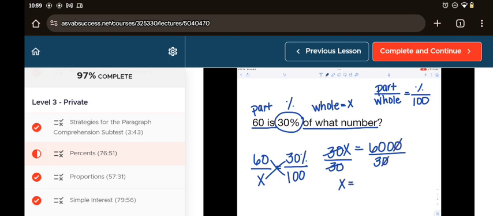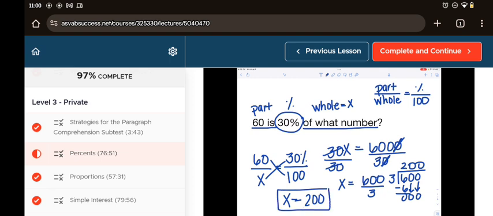Here I once again can cross out a 0 that they have in common top and bottom. This leaves me with 600 divided by 3. 600 divided by 3 gives me 2. I bring down a 0, 0. I bring down another 0, 0. So x equals 200. Okay, I hope you got that.